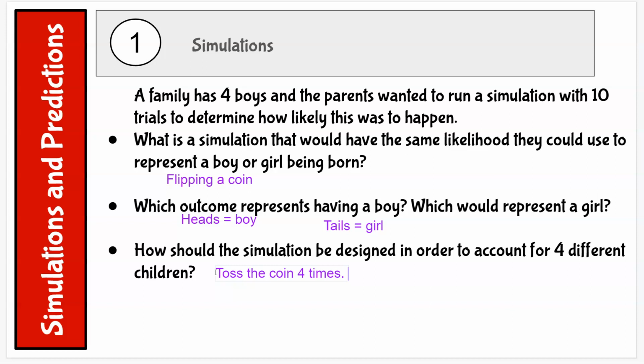But then there's 10 different trials that need to be conducted. So then we could find out our actual experimental probability. Does that make sense?